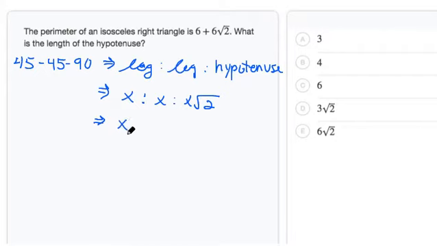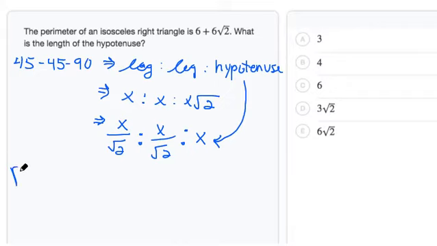We end up with the leg represented by x over square root of 2. The other leg also x over square root of 2. And the hypotenuse just x. So now the hypotenuse, as we're working this out, will represent just x. Since the perimeter of the isosceles right triangle equals the sum of all of its sides, we can use the lengths in our ratio to find the perimeter in terms of our x values. So let's take a look at the perimeter.